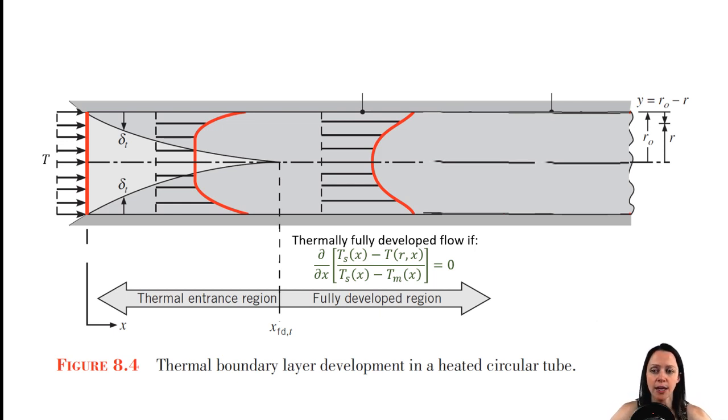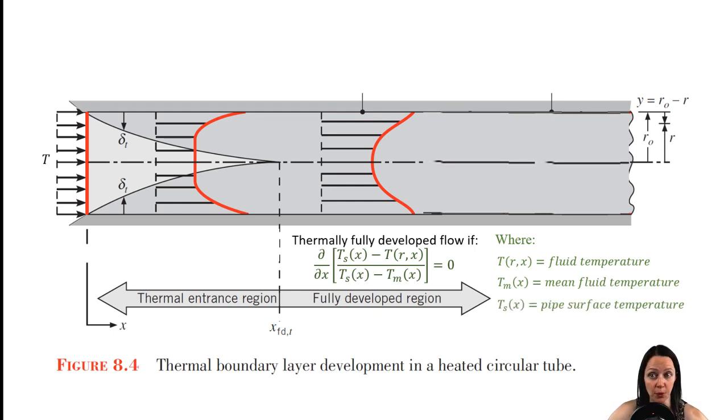So we say that flow is fully developed if the ratio of Ts minus T over Ts minus Tm is not changing with respect to X. T as a function of R and X is the fluid temperature at some location R and X. Tm is the mean fluid temperature at some location X. Ts is the pipe surface temperature at some location X. And the condition of thermally fully developed flow, you see, is a dimensionless temperature difference.